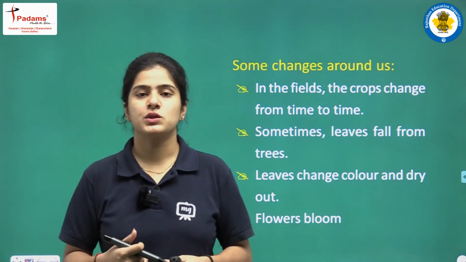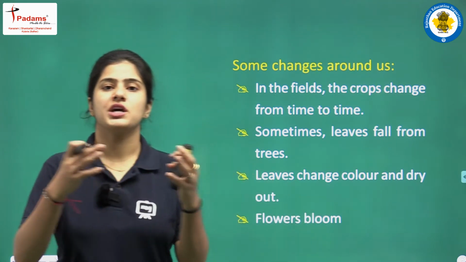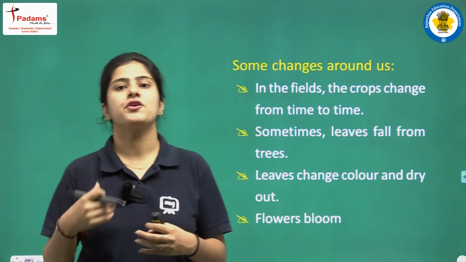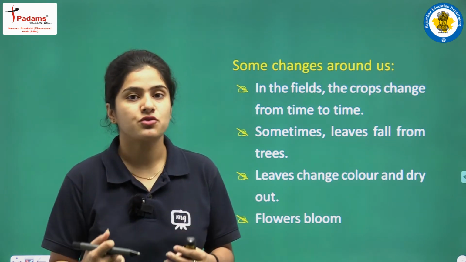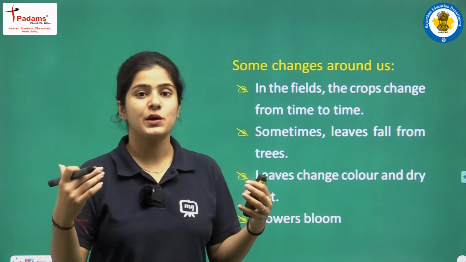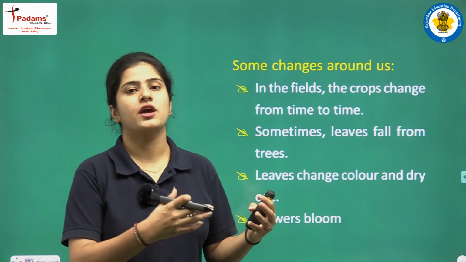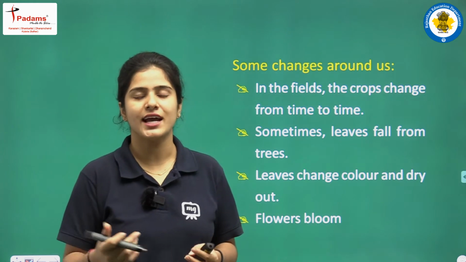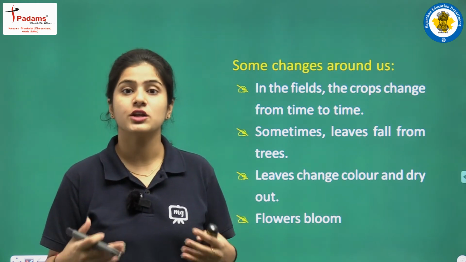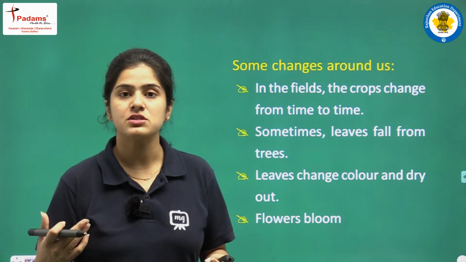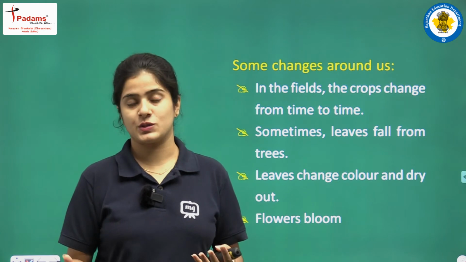For example students, when you are on a journey from your mama's home to your nani's home by train, you cover the distance and you see the fields around. When you travel by train, you see the fields, right? In those fields the plants grow, the crops grow from time to time. Their height changes, their width changes, everything changes.